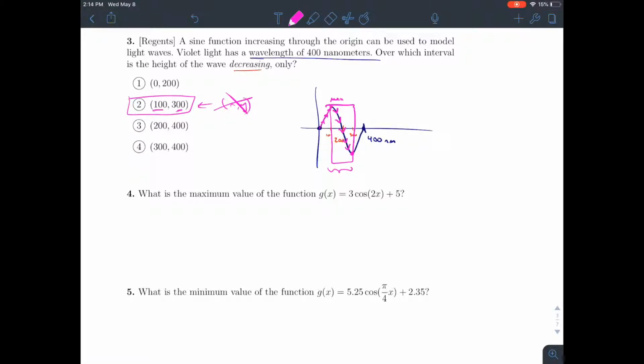What is the maximum value of this function? It looks like a tough question, but really, the maximum value of the wave is going to be when it hits its top point. Since the midline is 5 and the amplitude is 3, the maximum value is going to be 8 and the minimum value would be 3 below, which is 2, but we only wanted the maximum here.